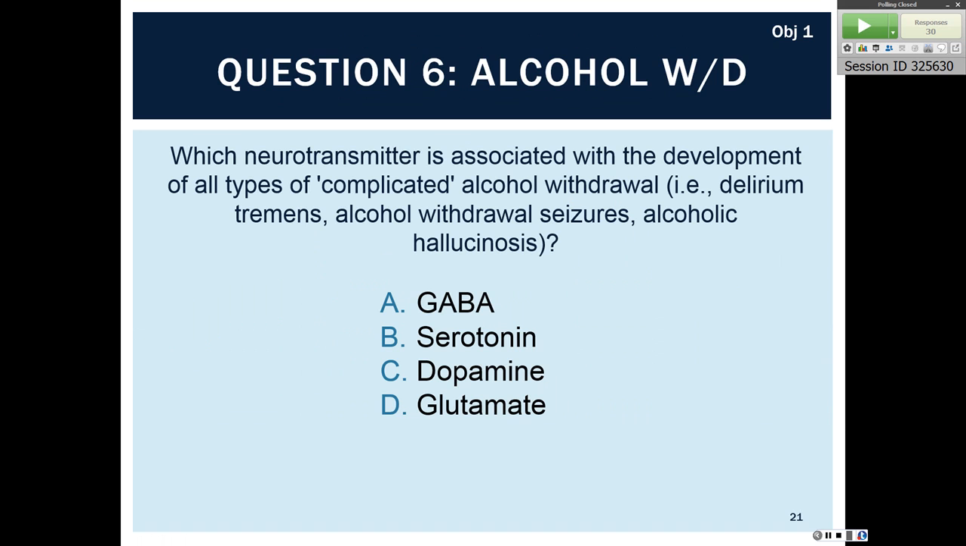Okay, so another question on alcohol withdrawal. Which neurotransmitter is associated with the development of all types of complicated alcohol withdrawal? That means delirium tremens, alcohol withdrawal seizures, and alcohol hallucinosis. GABA, serotonin, dopamine, or glutamate?